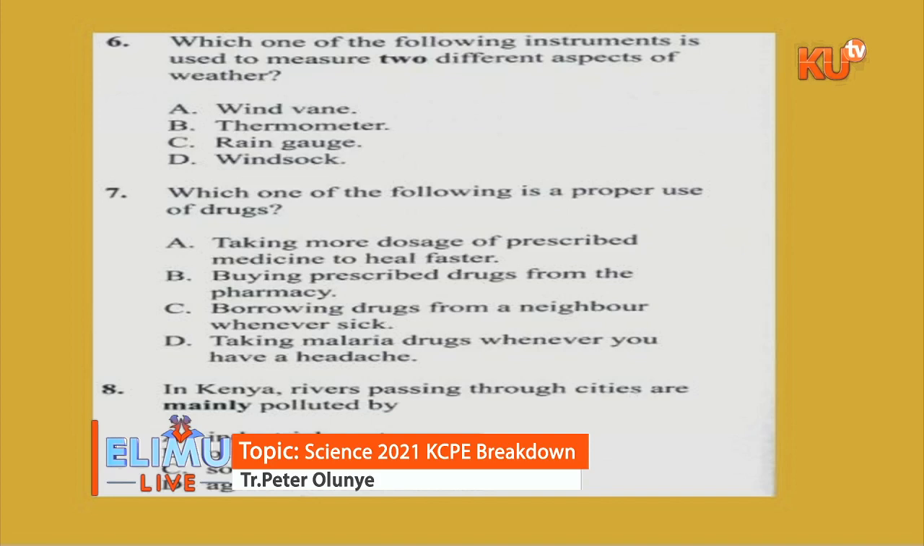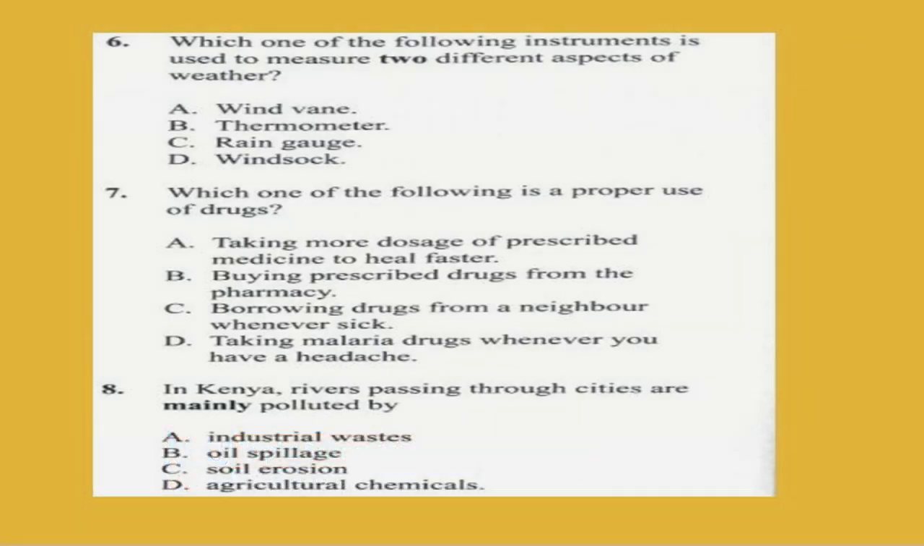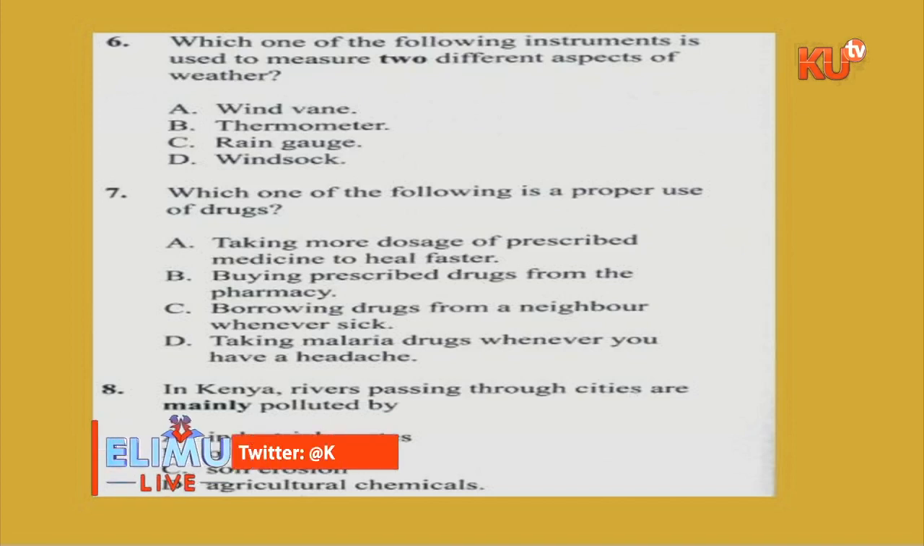Question number eight. In Kenya, rivers passing through cities are mainly polluted by A, industrial waste, B, oil spillage, C, soil erosion, D, agricultural chemicals. Remember, boys and girls, these are rivers that are passing through cities. Most cases, you don't expect we have farmers in the cities. So you will not talk about agricultural chemicals, more so in the cities.